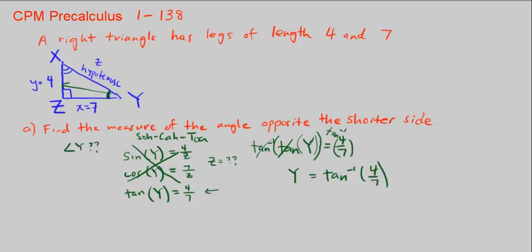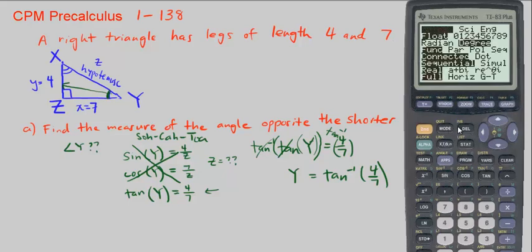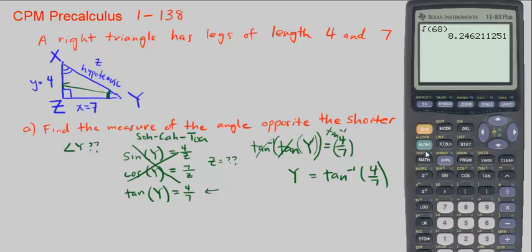Okay? So we can plug that into our calculators. Let's just check our mode to make sure we're in degrees mode. Otherwise, we're going to get an answer in radians. So if we do inverse tan of 4 over 7, we get 29.74 degrees. Okay, if I round to 2 decimal places, because this 4 is less than or equal to 4, it keeps it the same. So that's approximately 29.74 degrees.